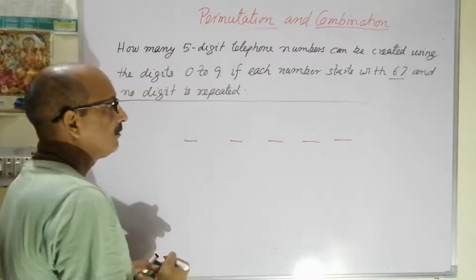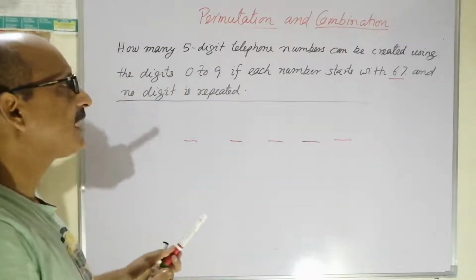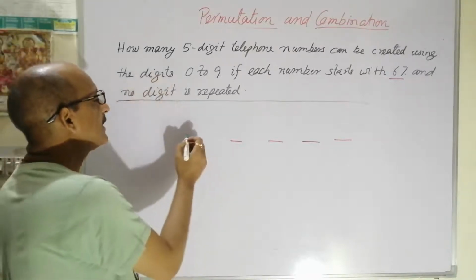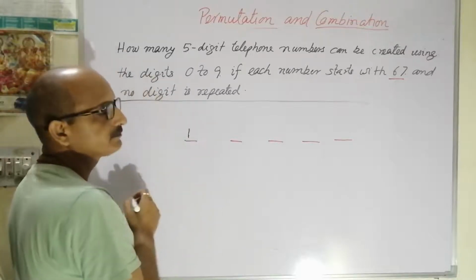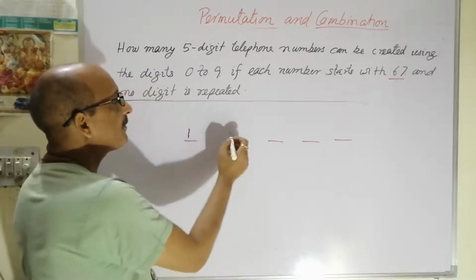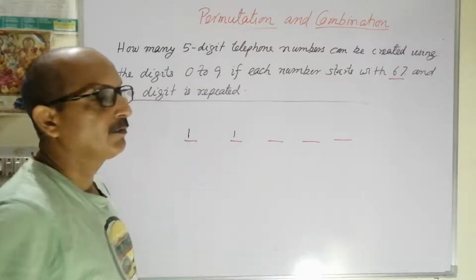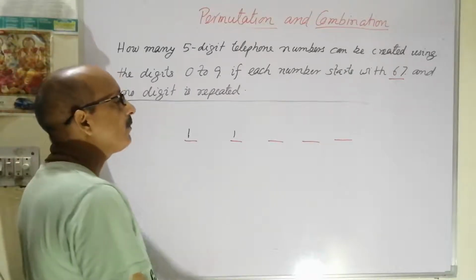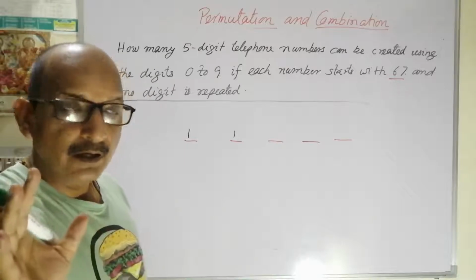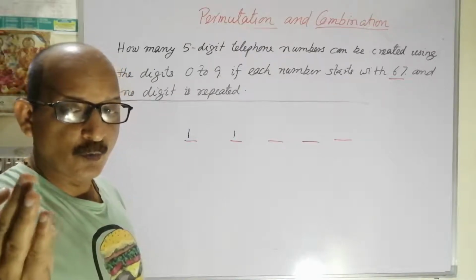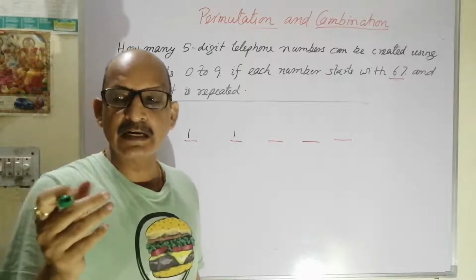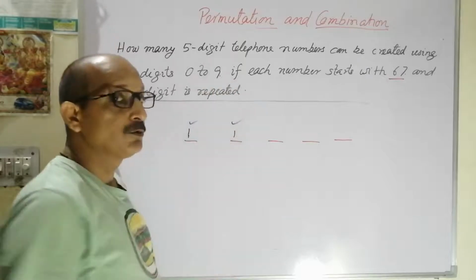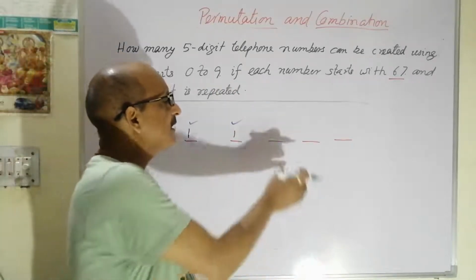We have to fill the first place in one way only, because here it can be 6 only. So one way here, 6 can come. Here again one way, because 7 can come only, nothing else. First and second places are now fixed. Now we have 10 digits, 0 to 9. Out of those 10 digits, these 2 digits are already used. Then how many digits can be kept here?